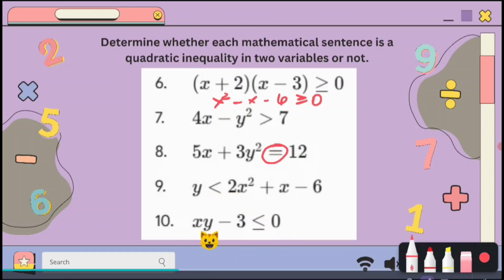Lastly, number 10, xy minus 3 is less than or equal to 0. So, this is an inequality involving an xy cross term, which is ang magiging result nito is hyperbolic or bilinear relation. So, ganun ang pagdetermine ng quadratic inequality or not.